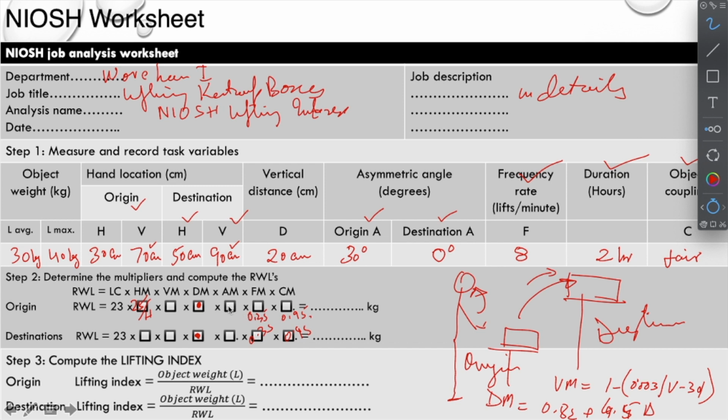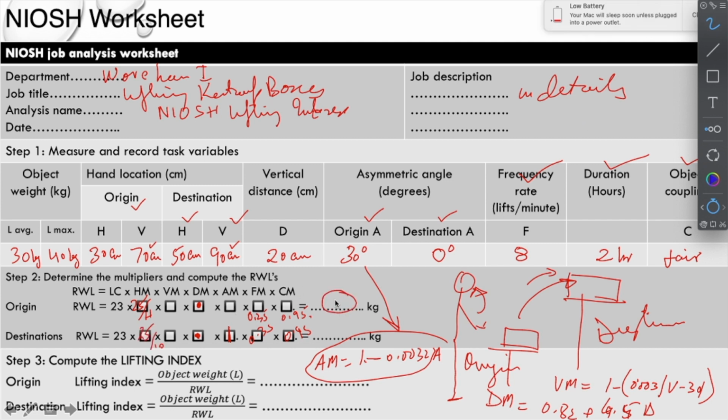For asymmetry, here it is 30 degrees. So the asymmetry multiplier is 1 minus 0.0032 A, where A is in degrees. That value is 30 for the origin, but for the destination it is 0. So AM will be 1 over here, but it will be some value over here. So for these, the recommended load at the origin is, for example, 25 kg, and for the destination it is 20 kg.